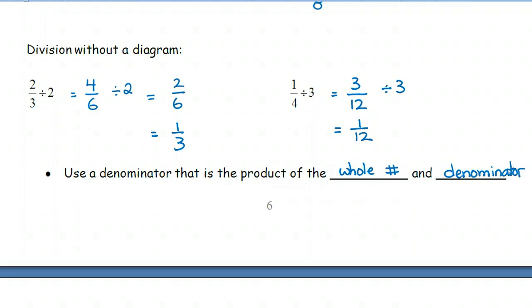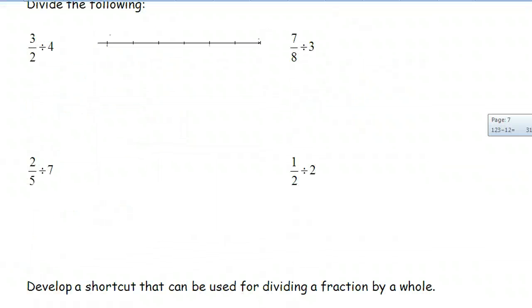So let's take an opportunity to do some practice with dividing a fraction by a whole number. 3/2 divided by 4. One way is to make equivalent fractions. I want to multiply the numerator and the denominator by 4, so we get 12/8. And if I have 12 pieces and divide them into 4 sections, I should get 3 sections left out of 8. We'll double check that using the diagram here.